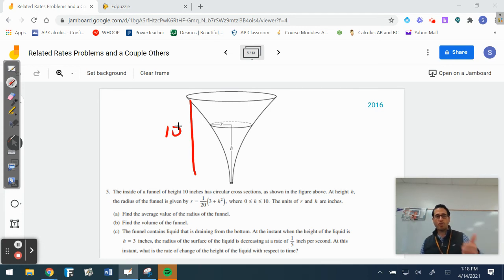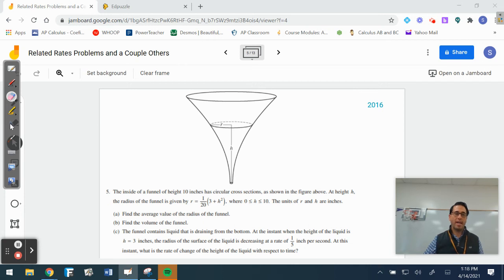And it has cross sections that are circles, and in the figure above at height h, the radius of the funnel is given by a formula. It's going to vary depending on what height you're at, in terms of that circular cross section from 0 to 10. The units of r and h are in inches. Find the average value of the radius of the funnel.